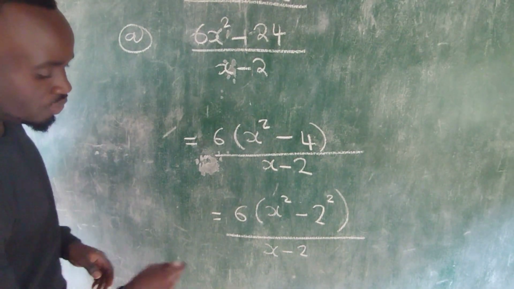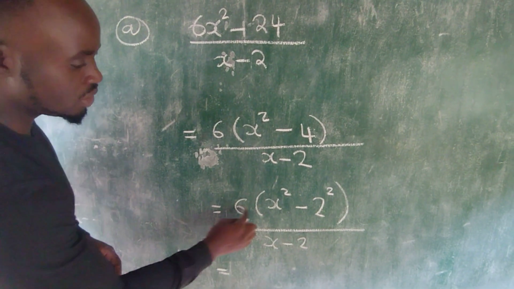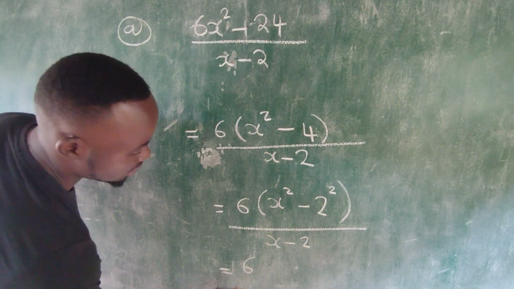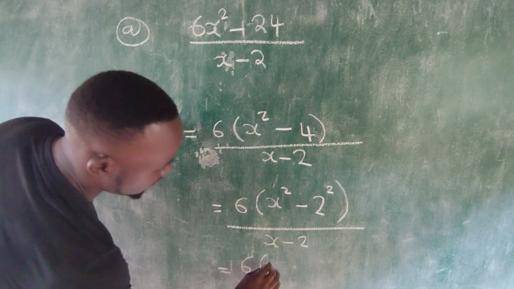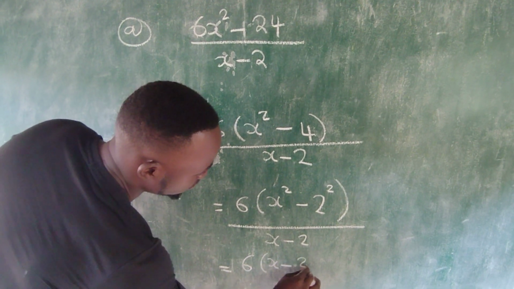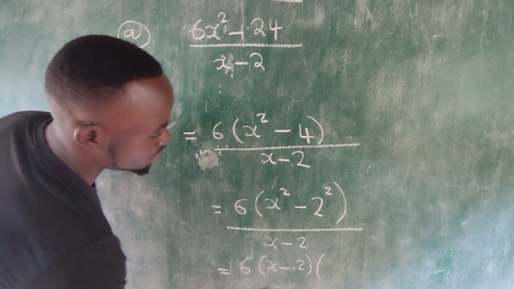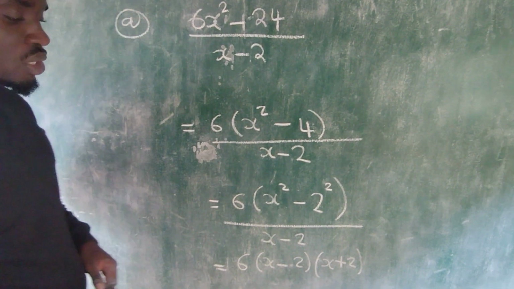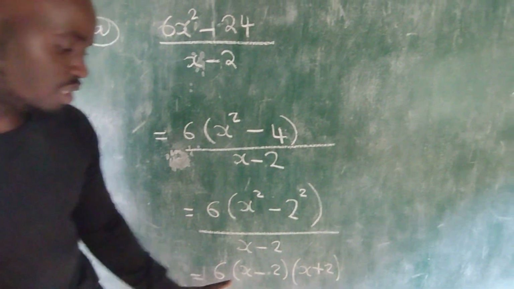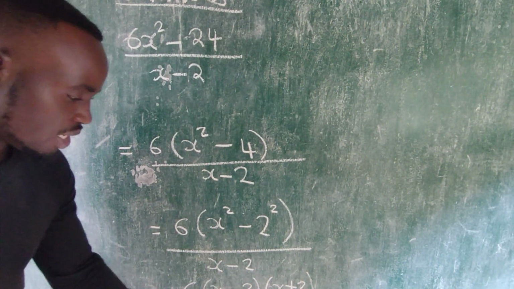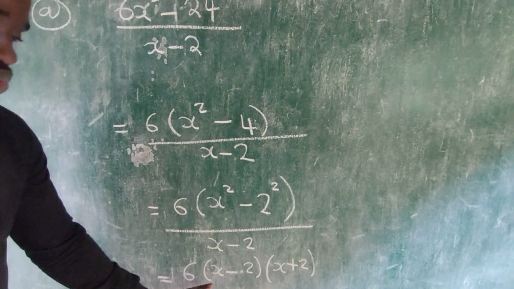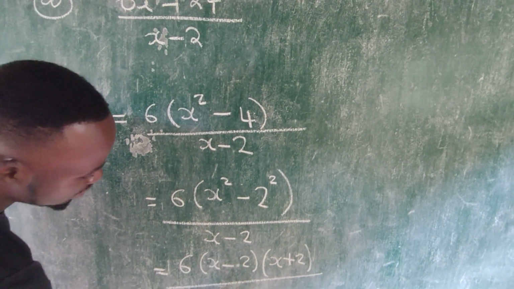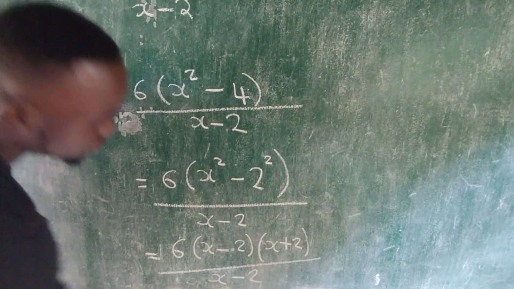So from here, I've said on top, this is the difference of 2 squares. So I write 6 open bracket x minus 2, again open bracket, x plus 2. We cross. So here you can see this is being written like this as a difference of 2 squares. You get this divided by x minus 2.